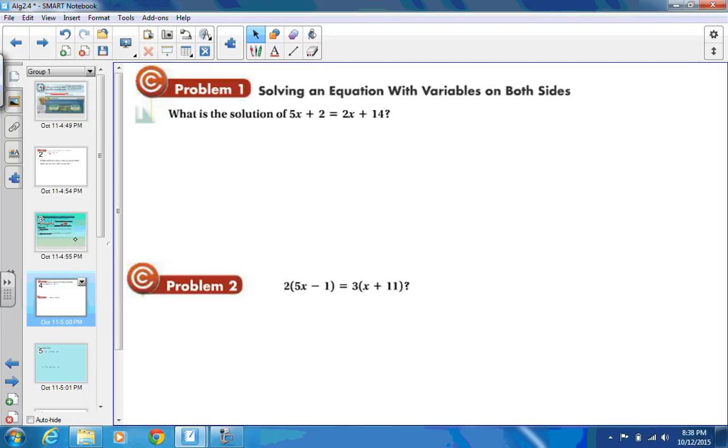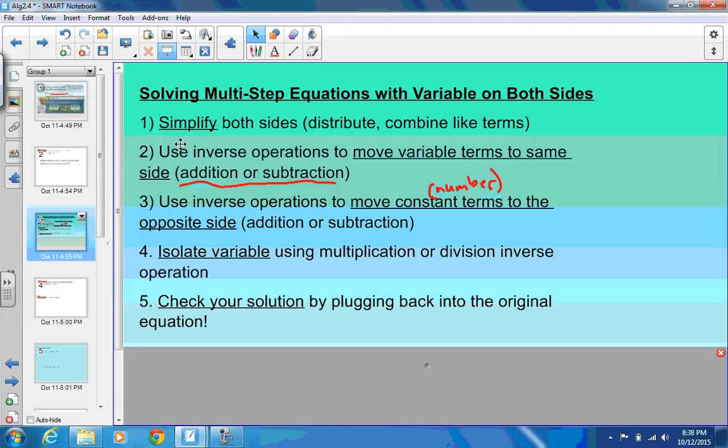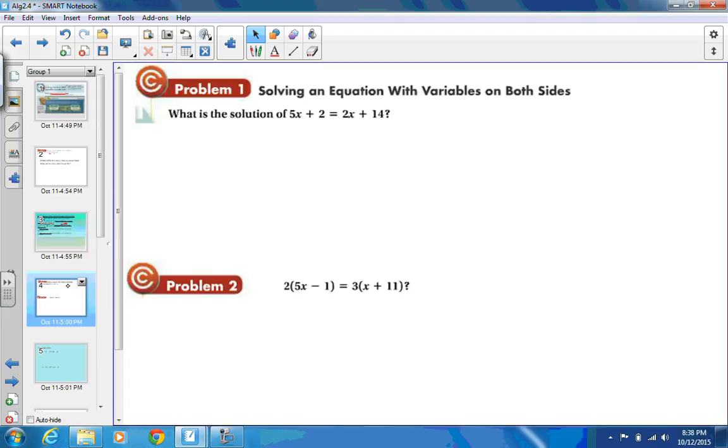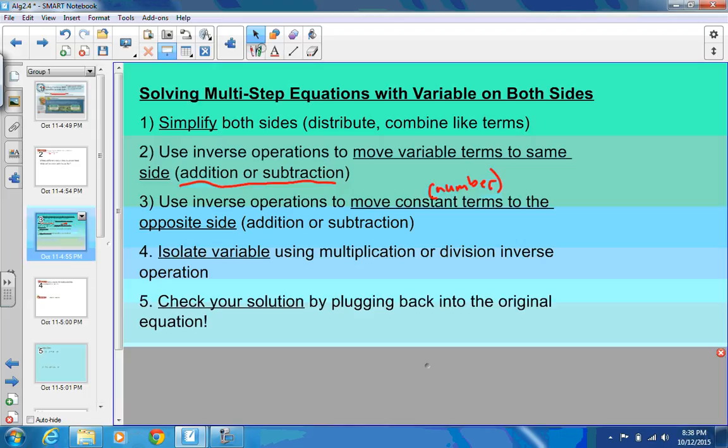Our first step is to simplify both sides. So let's see. Is there anything we can combine or distribute over here? Nope. Over here? Nope. They're different terms. So we're good there. So let's check off number one.